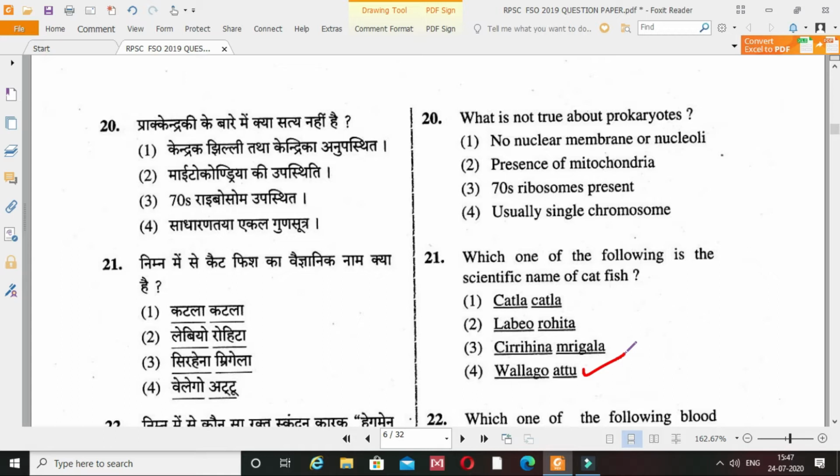It is a freshwater catfish native to South and Southeast Asia. It is also known as helicopter catfish or Wallago catfish. Option 1, Catla catla, is an Indian major carp species, usually seen in ponds and lakes. Labeo rohita is an Indian carp species. Cirrhinus mrigala is a rare finfish in North India, Pakistan, Bangladesh, etc.